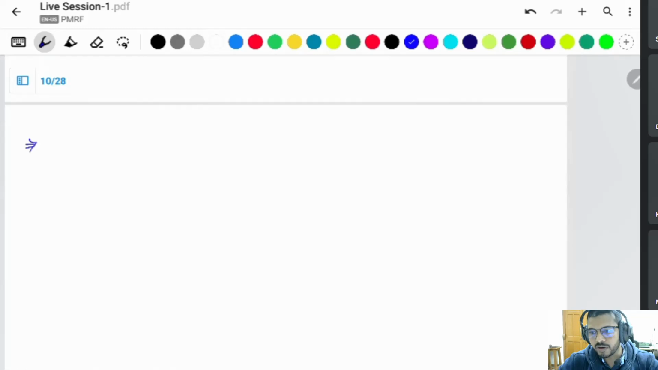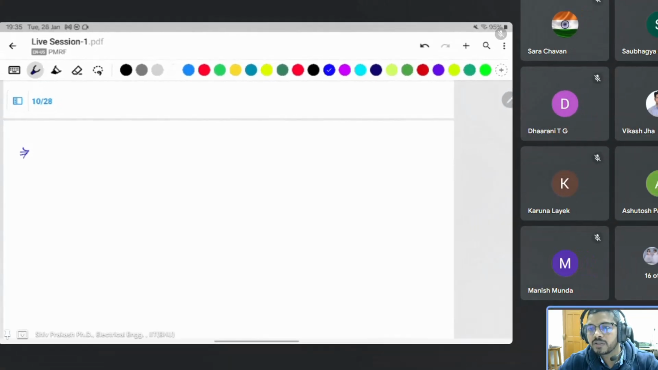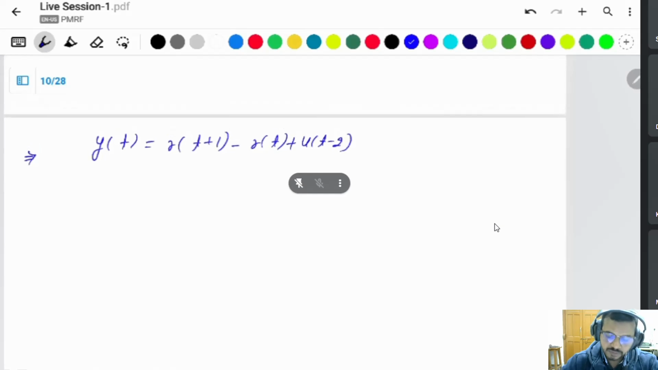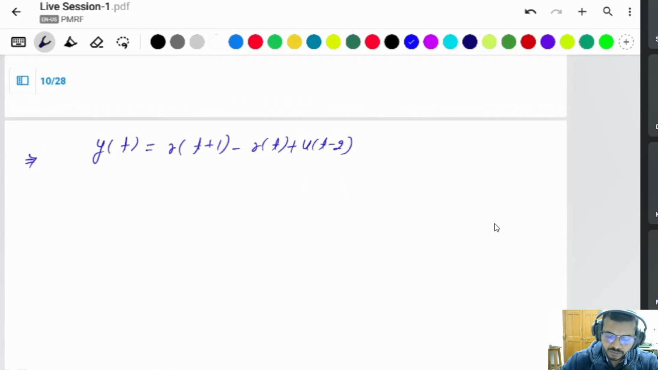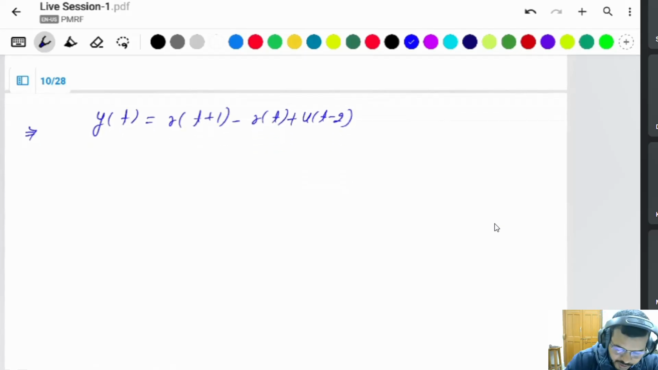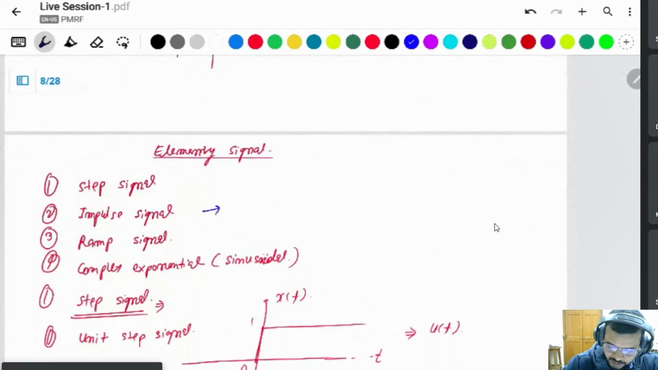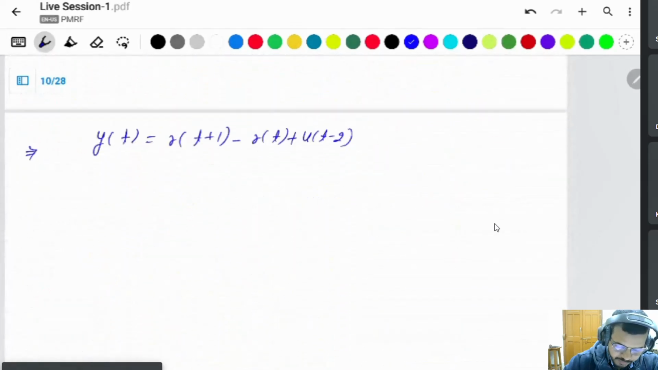Someone asked a question like y(t) is equal to r(t+1) minus r(t) plus u(t-2). A ramp signal, r(t), means ramp signal. Okay, let's do the impulse first, then afterwards we will cover the ramp signal.